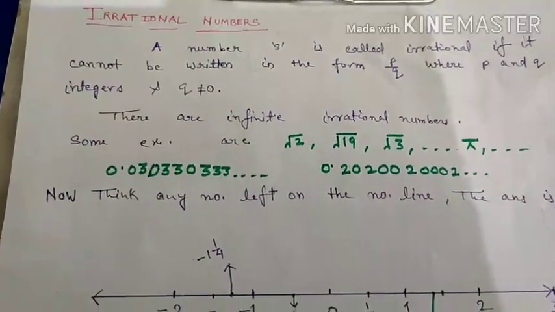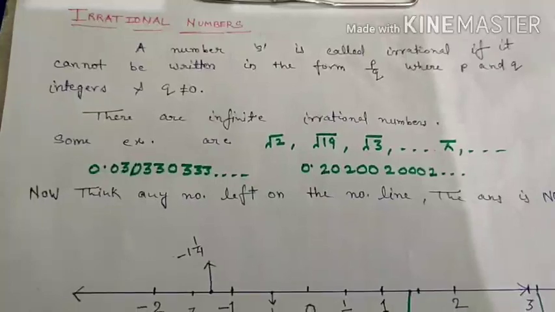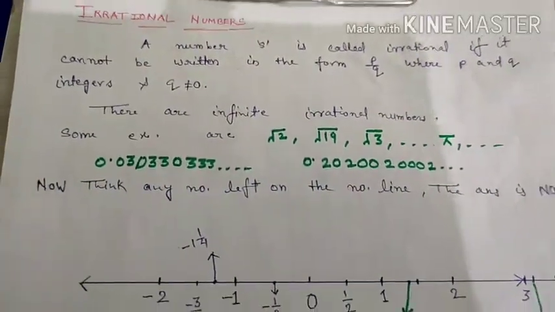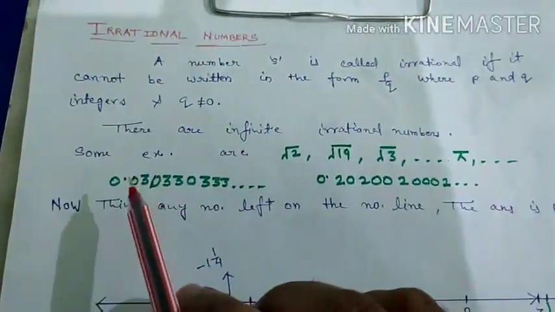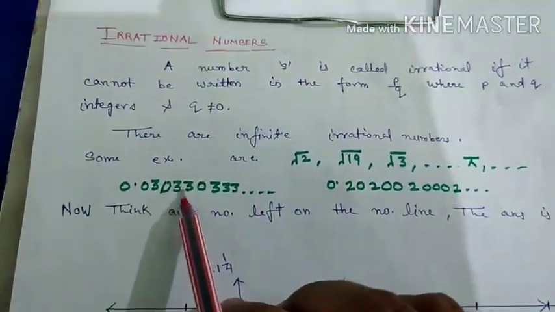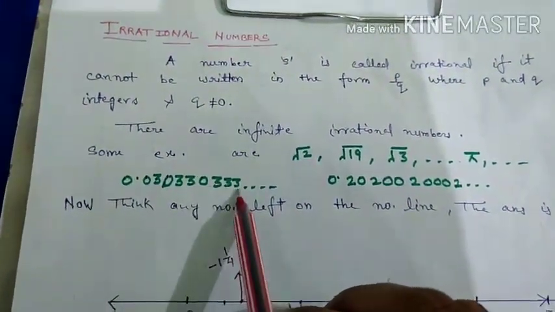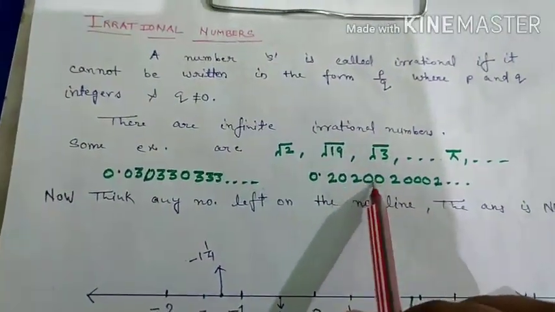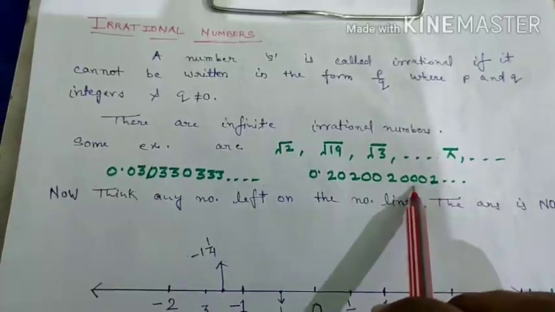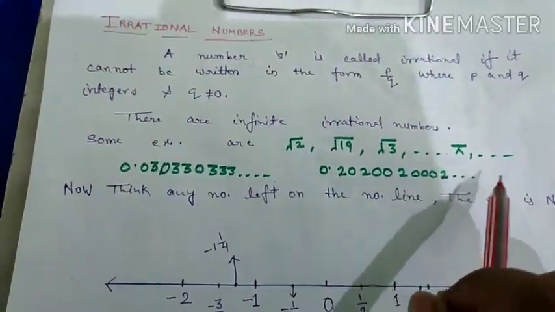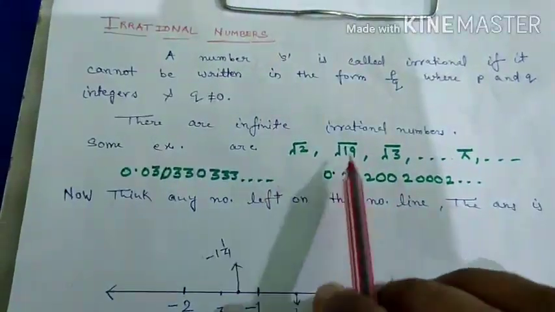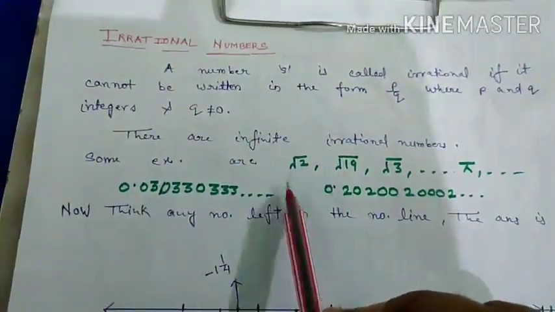Some examples are under root 2, under root 19, under root 3, pi, or these special examples: 0.03, 0.033, 0.0333, and so on, and 0.20, 0.200, 0.2000200002, dot dot dot. These are examples of irrational numbers. We are not able to write these numbers in the form p upon q.